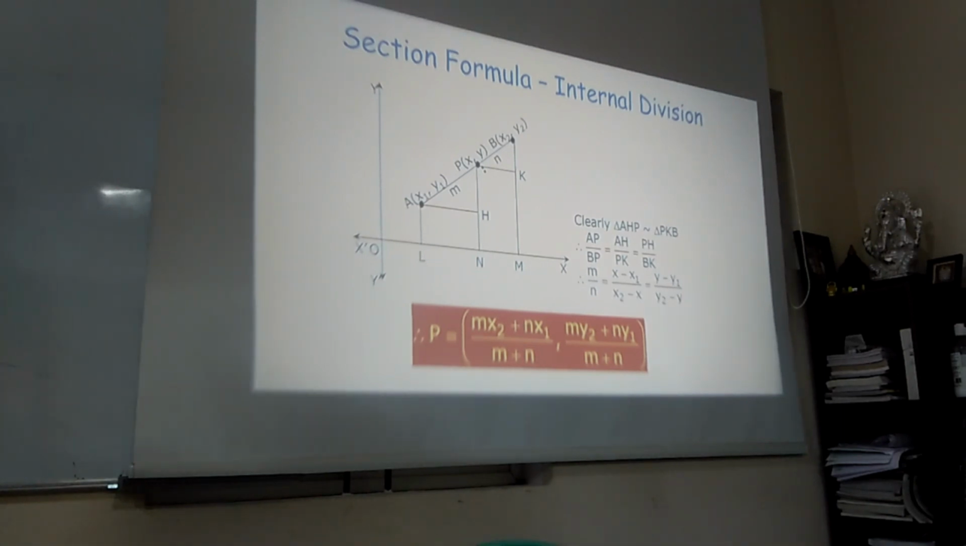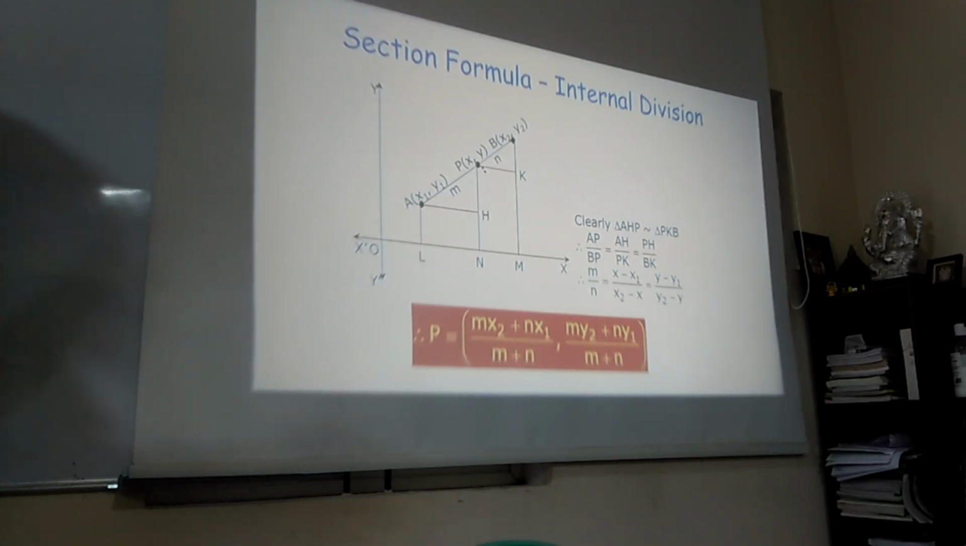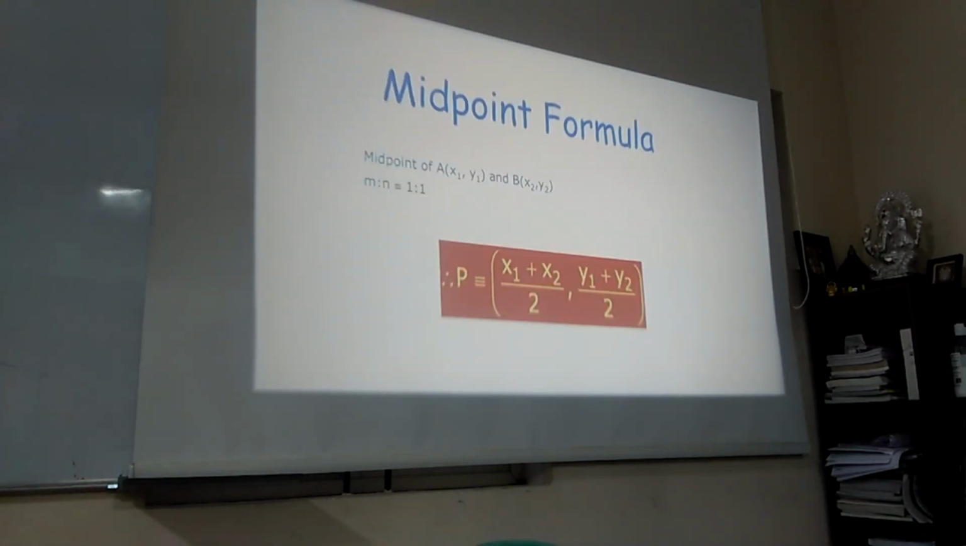x2 plus x1, or x1 plus x2, divided by 1 plus 1, which is 2. You are dividing exactly into half, so divided by 2. Simple. Similarly, what will be the y coordinate? y1 plus y2 divided by 2. That is what we have written.